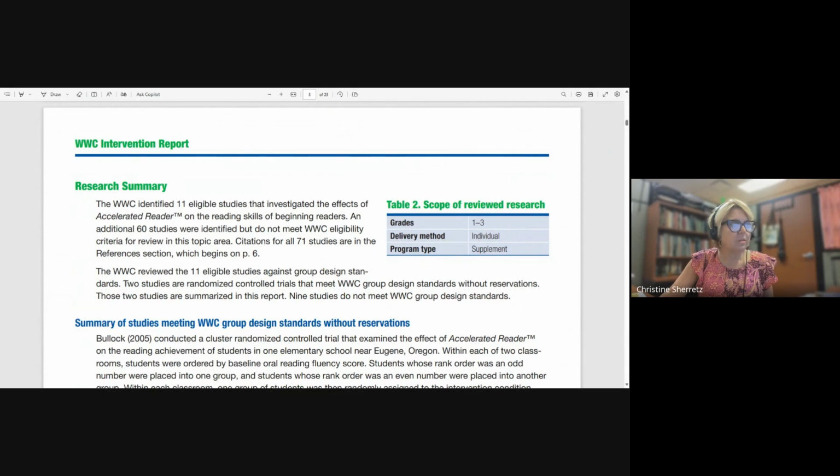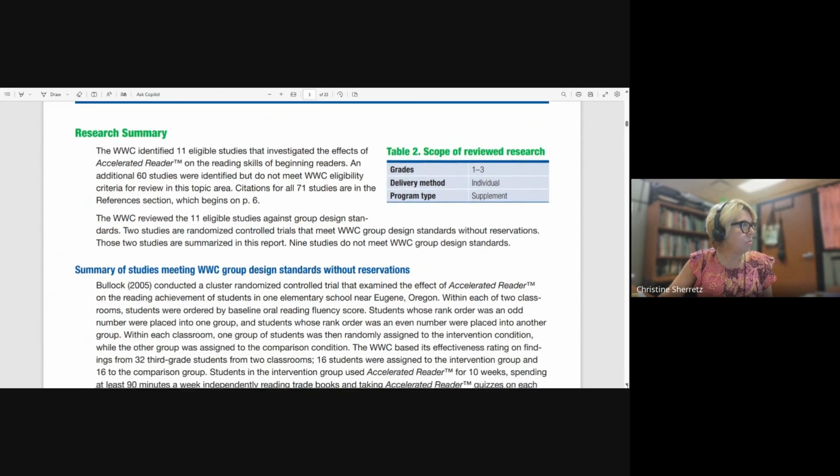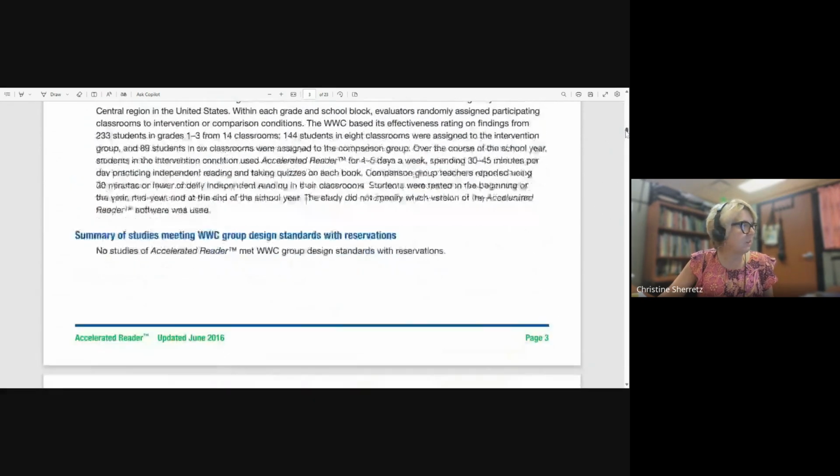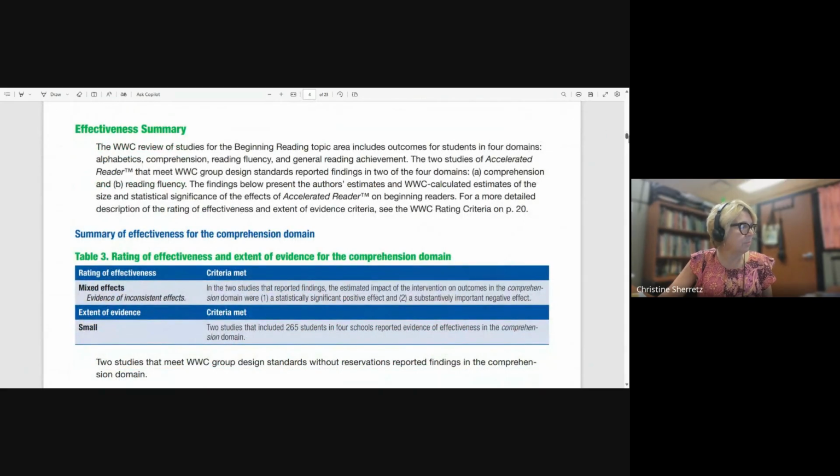So what did those 2 say? There were 2 groups and a summary. Let me go down here and show you the summary of those 2. In the 2 studies that reported findings, the estimated impact of the intervention on outcomes in the comprehension domain were 1, a statistically significant positive effect, and 2, a substantively important negative effect. So on comprehension, you had 1 study of all of these that's positive and 1 that is negative. So that's mixed results.